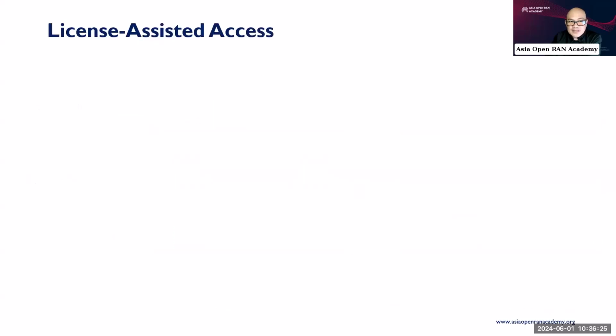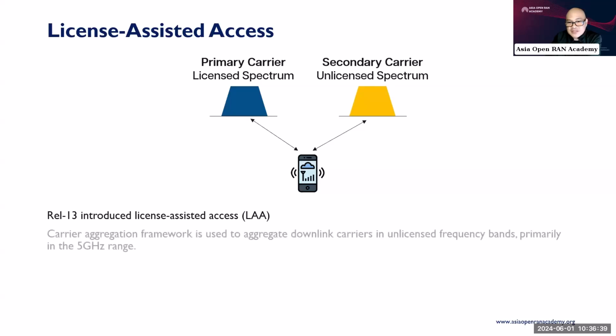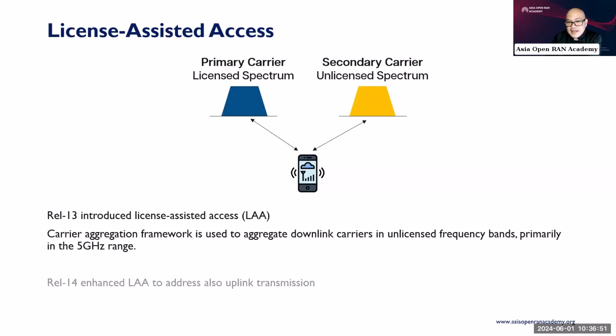Kanina napag-usapan natin itong license-assisted access. We'll just highlight it furthermore. So you have the primary spectrum, which is a licensed spectrum, and then you have the unlicensed spectrum, which is 2.4 or 5 gigahertz. But most likely, it's 5 gigahertz, no? So this feature was introduced in release 13, license assisted access. Okay? So sa release 14, there's an enhanced LAA to address also the uplink transmission.